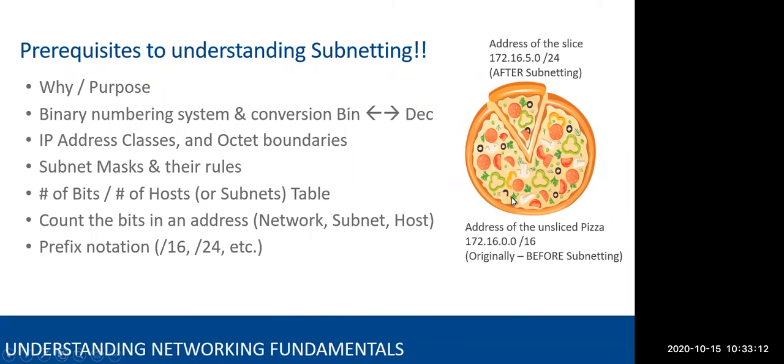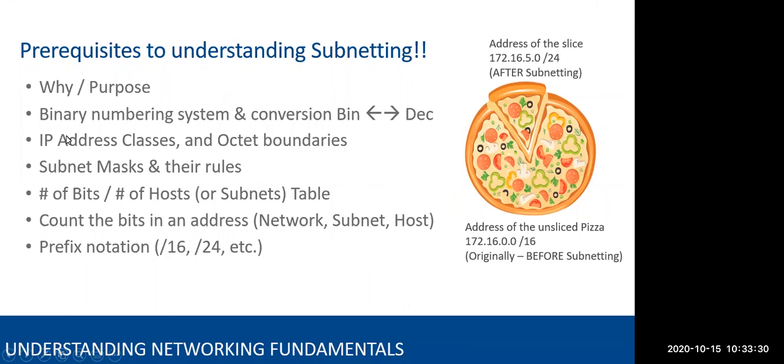What are the things we need to know to actually understand subnetting? We need to know binary numbering system, guys. There's no way around it, right? If you really want to understand subnetting, you have to understand binary numbering. It's not that difficult, but you do need to understand it, and you need to be able to convert binary to decimal and vice versa.